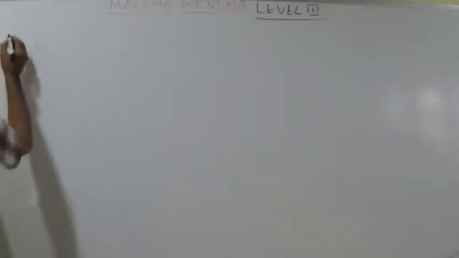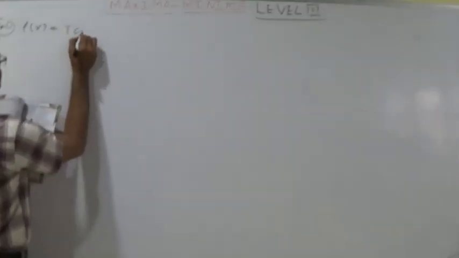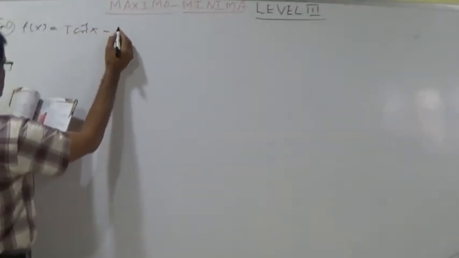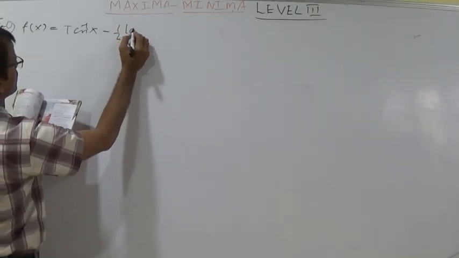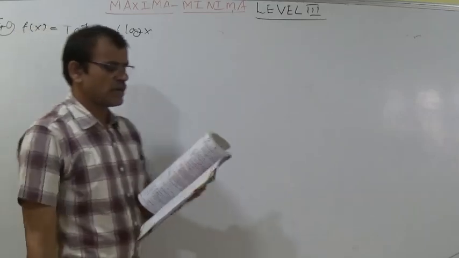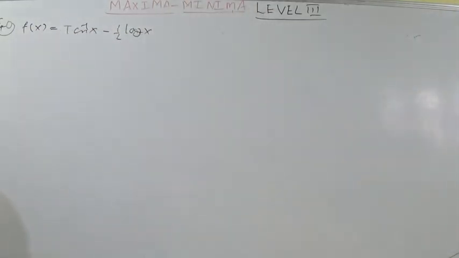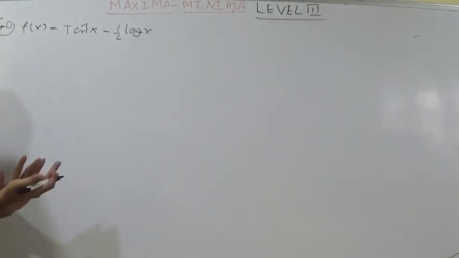f(x) is equal to, maybe some mistake is there here, let us discuss about the mistake. f(x) is equal to tan inverse x minus 1 by 2 log x. Then according to the options we will verify. First of all, let us calculate the derivative.